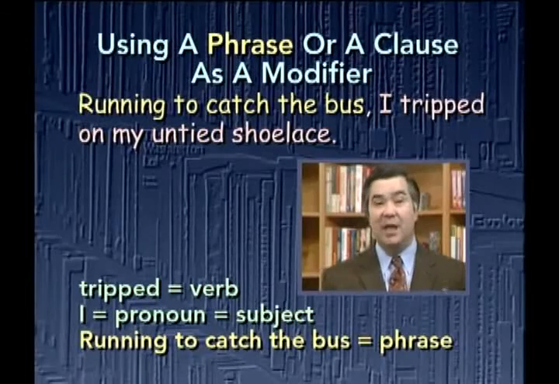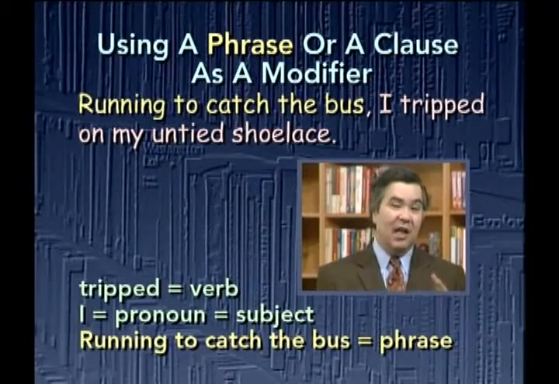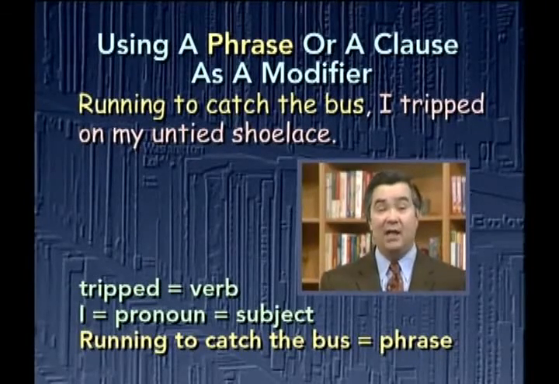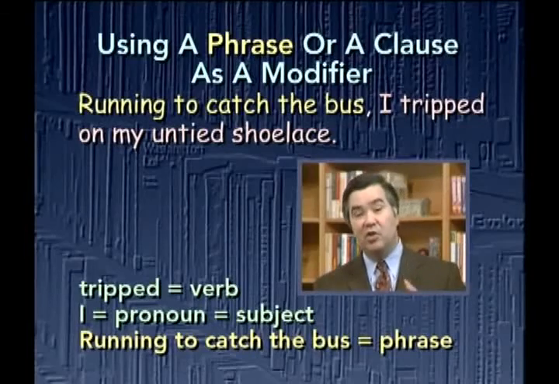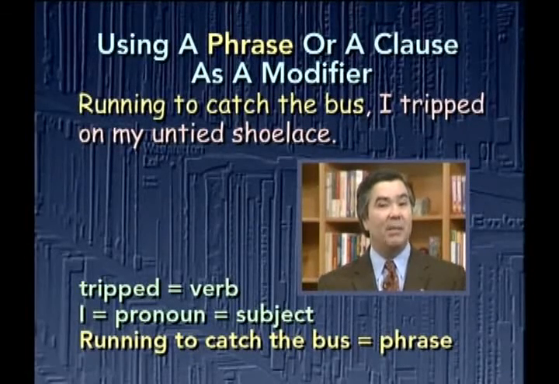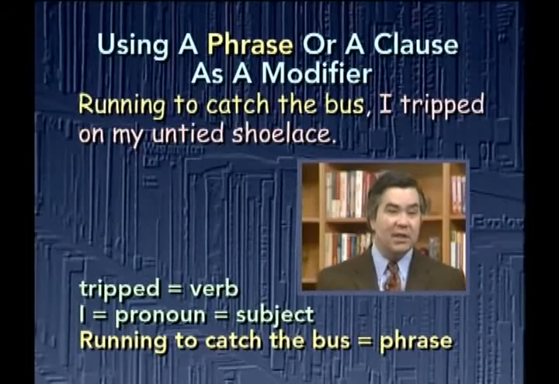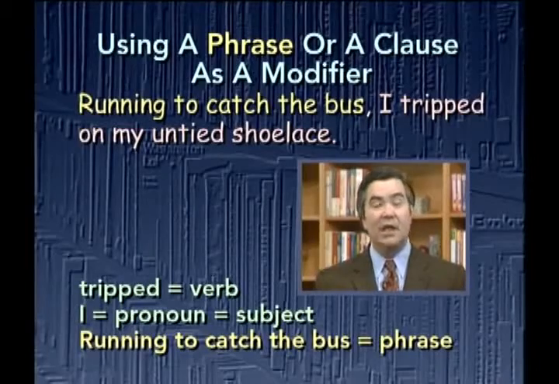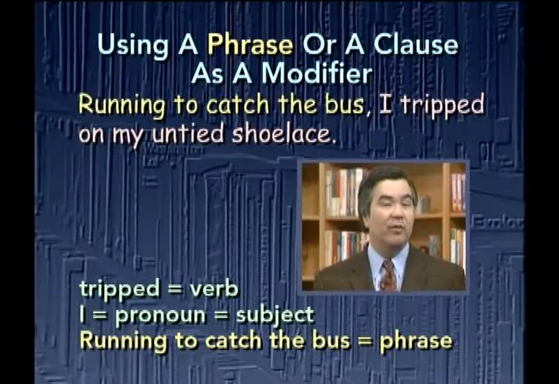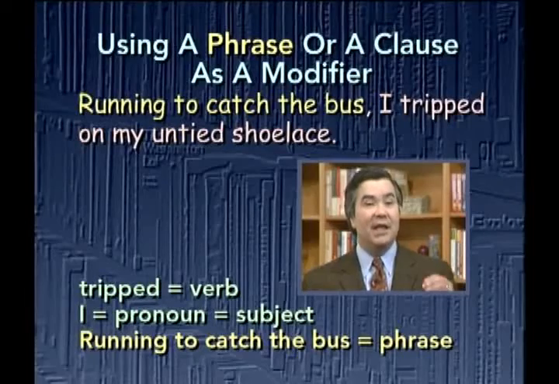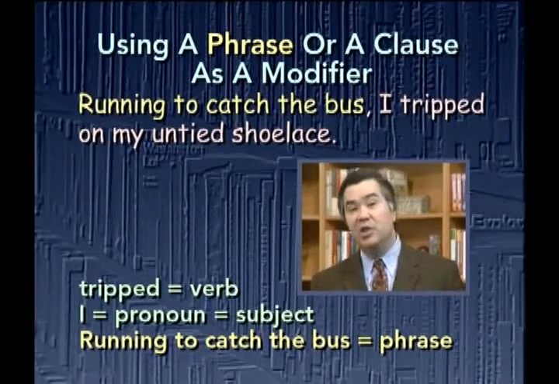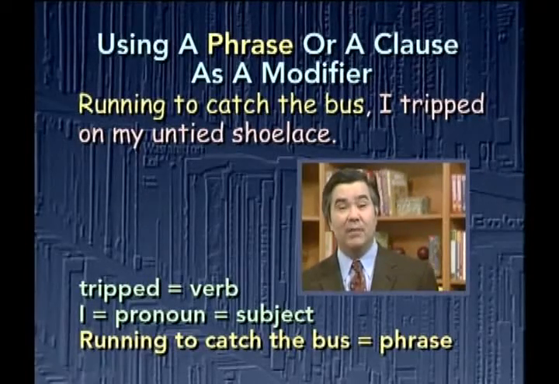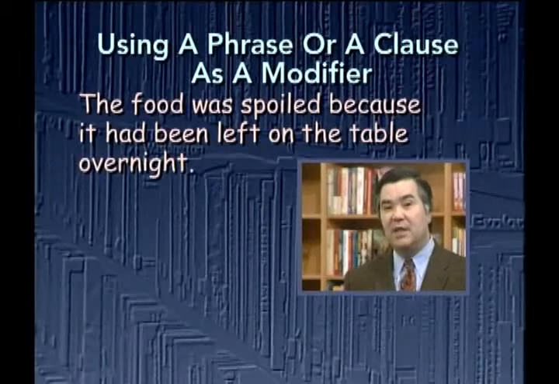So running to catch the bus is acting, the entire group of words is acting in a sense as an adjective. It's a modifying phrase, and the whole group of words refers to, modifies, or gives more information about I in the sentence. So this is an example of how a phrase in a sentence can act as a modifier. Very often, when a sentence begins with a group of words like this, set off by a comma, it's acting as a modifier. And as we'll see in a moment, it should be near to or next to whatever it's modifying.